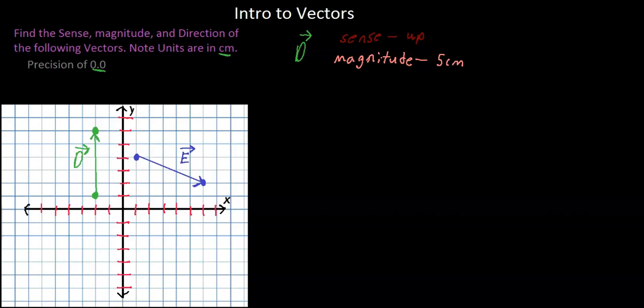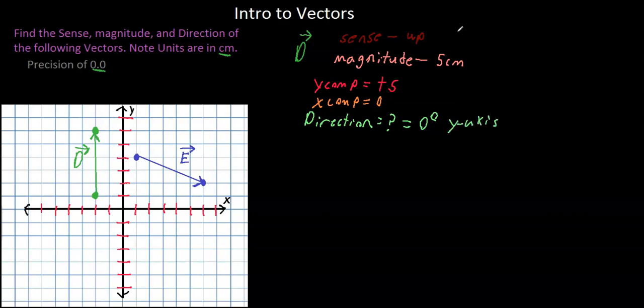Straight up. And that's based on its x and y components. Its y component is positive 5, and its x component is, of course, 0. We didn't need to write this out, but it will help us later on, so we will. And what about its direction? The direction of vector D is basically 0 degrees off the y-axis, or you could also say 90 degrees off the x-axis.